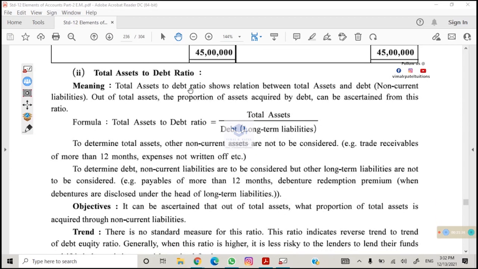Then total assets to debt ratio. Total asset to debt ratio is equal to total asset upon long term liability. Total asset means non-current asset and current asset, asset side total. Remember? And long term liability or non-current liability means long term borrowing, other long term liability and long term provision.